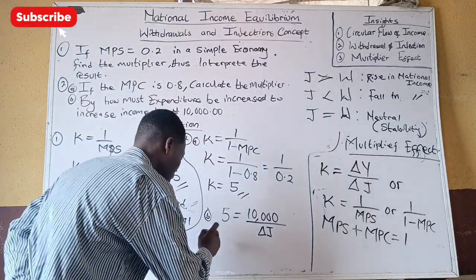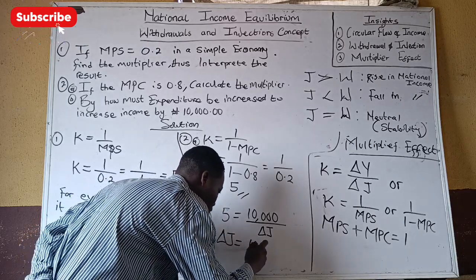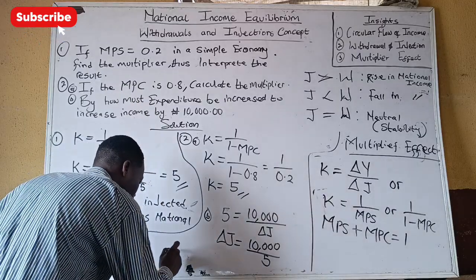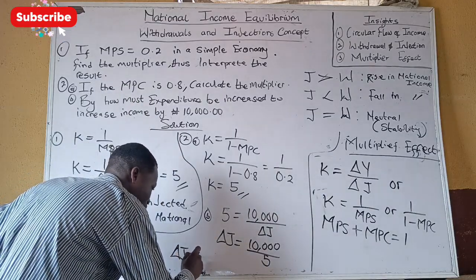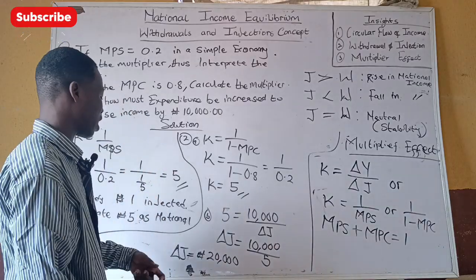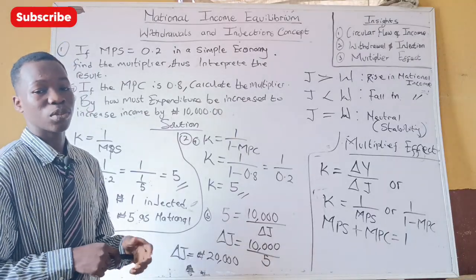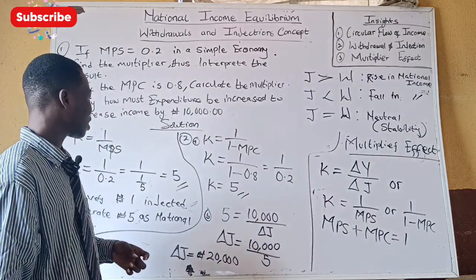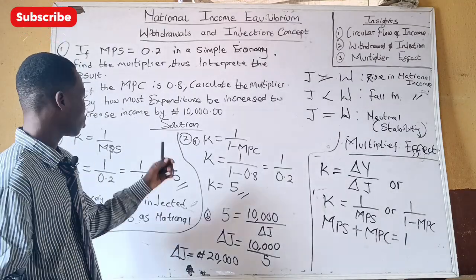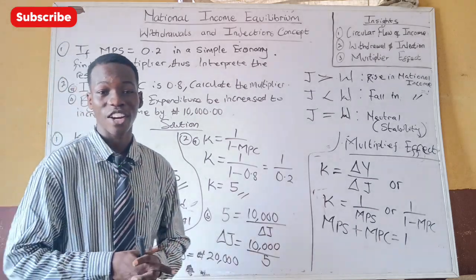When you collect like terms, the change in injection, which is the expenditure, is equal to 10,000 over 5. 10,000 over 5, we are going to get 2,000, so that is 20,000 naira? The increase in expenditure is going to be 20,000 naira. So a 20,000 naira increase in expenditure will lead to a 10,000 naira increase in income. That is what this is talking about. We have solved that, and this is where we are going to stop for today.